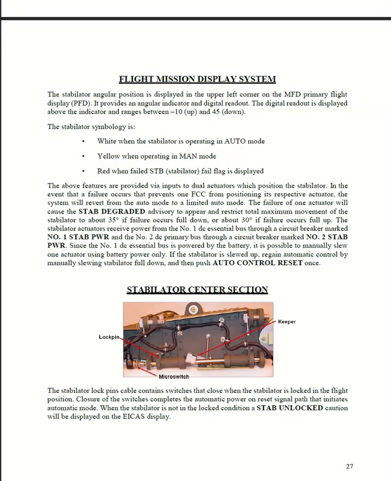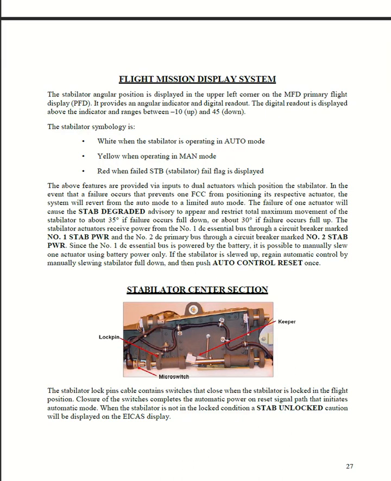The stabilator actuators receive power from the number 1 DC essential bus through a circuit breaker marked number 1 STAB POWER, and the number 2 DC primary bus through a circuit breaker marked number 2 STAB POWER. Since the number 1 DC essential bus is powered by the battery, it is possible to manually slew one actuator using battery only. If the stabilator is slewed up, regain automatic control by manually slewing the stabilator full down and then push AUTO CONTROL RESET once.